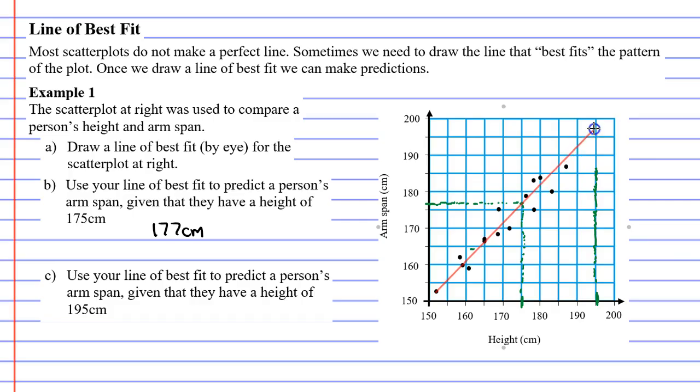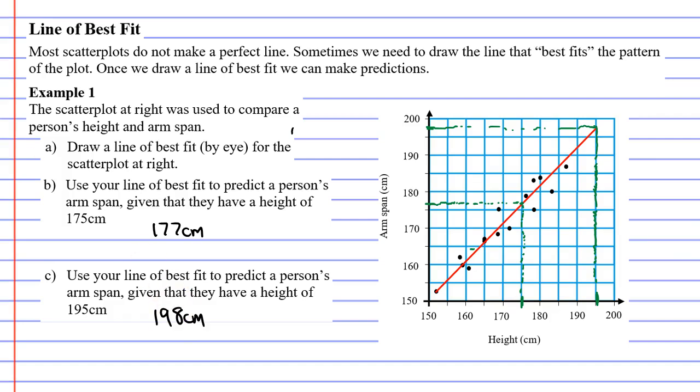I'm going to do my best. All right, now after extending my line of best fit, I can now solve the problem. And if I go across, it's probably going to land about 197, 198. I'll say they'll have an arm span of 198 centimeters.